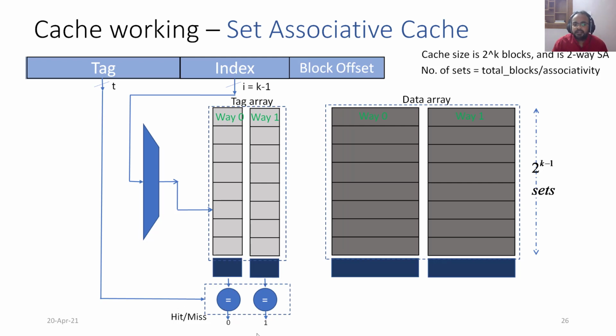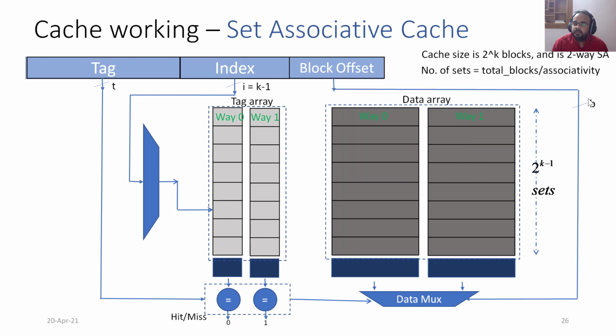So let's say for some address, way 0 has given an output of miss, but way 1 has given an output of 1, which is a hit case. What it means is the output of this tag comparison will be given to the data mux, and this will help the data mux select the data of way 1. The exact word, again similar to the direct mapped cache, will be picked using the b bits of block offset and read out, and this word will be forwarded to the processor.